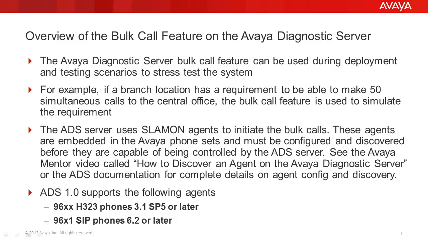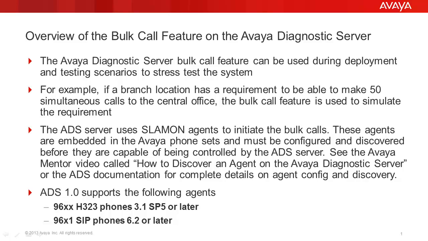The ADS server uses SLA-MON agents to initiate the bulk calls. These agents are embedded in the Avaya phone sets and must be configured and discovered before they are capable of being controlled by the ADS server. See the Avaya Mentor video called How to Discover an Agent on the Avaya Diagnostic Server, or the ADS documentation for complete details on agent config and discovery.